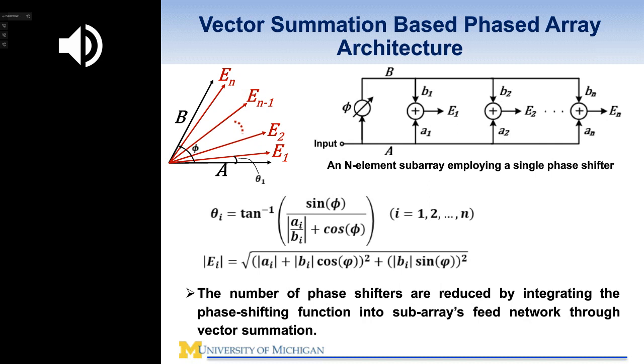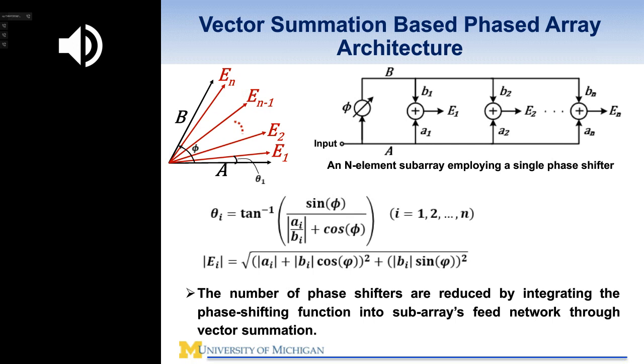The signal is divided into two. Signal A is just injected into this serial feed on the bottom. Signal B is the one that goes through a phase shifter, which provides phase shift feed. So signal B again is divided across a number of elements.